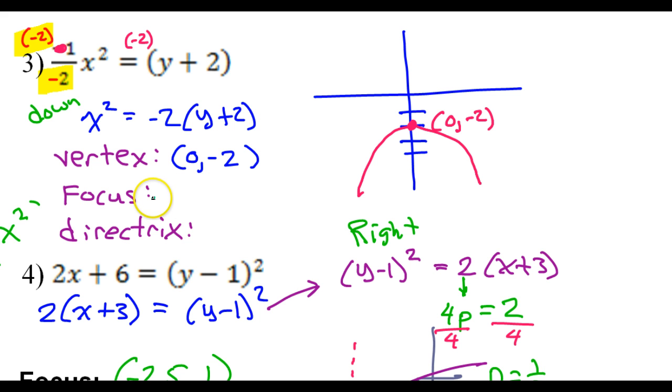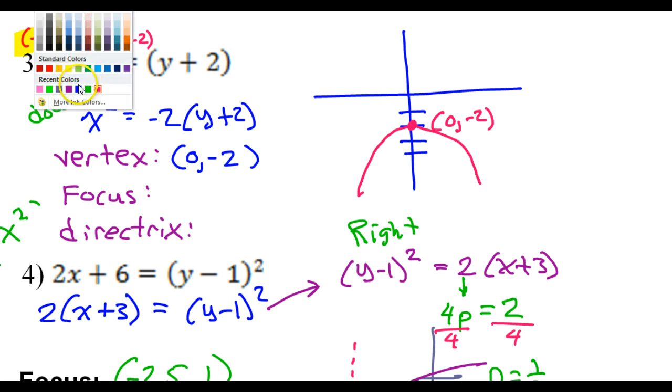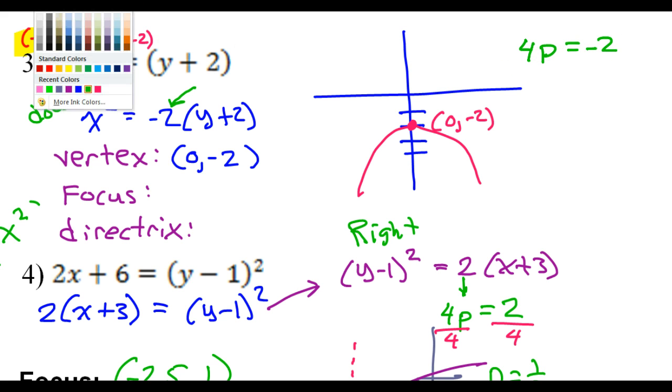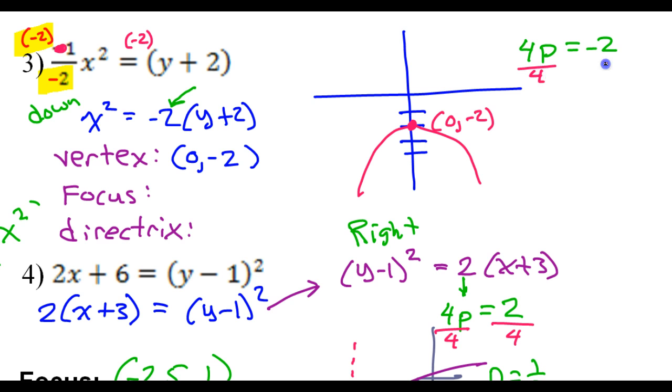Okay, so I'm about to find the focus, but to do that I need the p value. Now the p value is going to come from this. Alright, this number is 4p. So that tells me that 4p is equal to -2. If I divide both sides by 4, then I get that p is equal to -1/2. Now, that tells me where to put the focus. I'm going to go down 1/2 from the vertex. Okay, so the focus has got to be right here, down half of a unit.